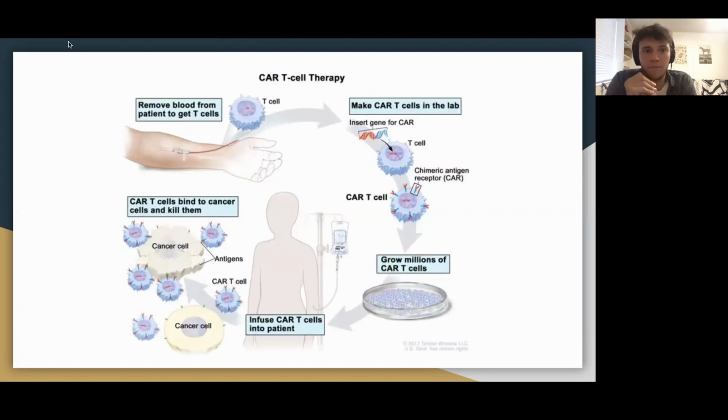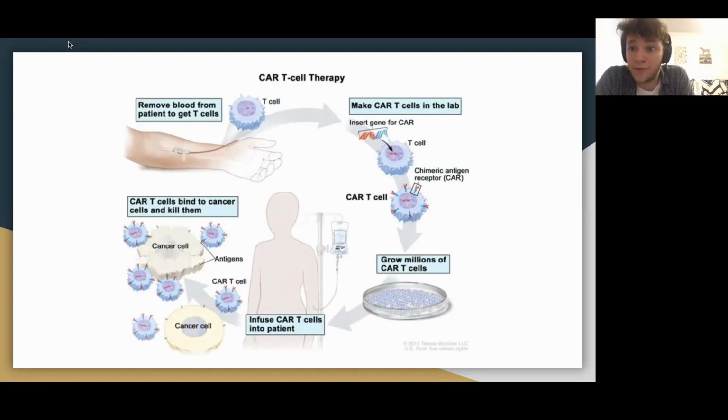So you remove blood from the patient to get their T cells. Then you insert your gene. This gene would need to produce your chimeric antigen receptor, which will have 2 subunits. One that, once activated, would activate some sort of T cell cytotoxic response, and then one that will bind to the antigen on the tumor cell surface.